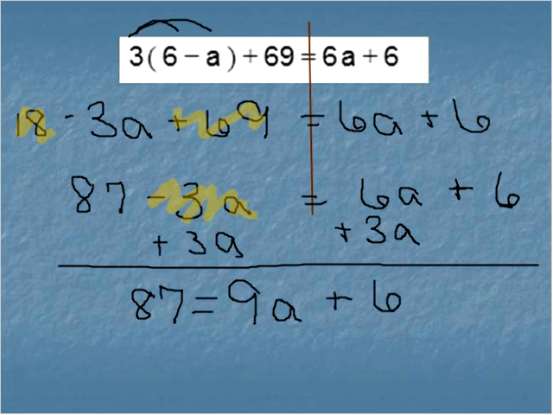All right, now this is more like a one or two step equation where you just have one variable present. Let's actually subtract 6 from both sides. And that would give us 81 equals 9 times a. And then lastly, we want to divide each side by 9. So 81 divided by 9 is 9 equals a. And we always want to write our variables first, so a equals 9. And that is a positive 9.